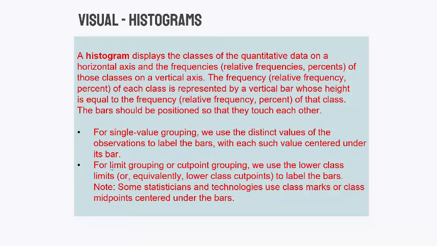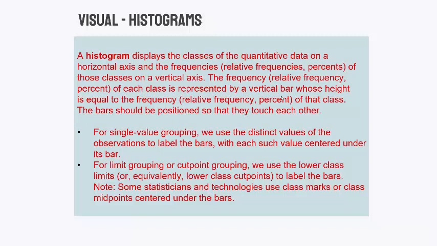All right, a visual representation of this is what's called a histogram. A histogram displays the classes of quantitative data on a horizontal axis and the frequencies, relative frequencies, or percents of those classes on the vertical axis. The frequency of each class is represented by a vertical bar whose height equals the frequency or relative frequency of that class. And this is important, this is where it's different from a bar chart: the bars should be positioned so that they touch each other.